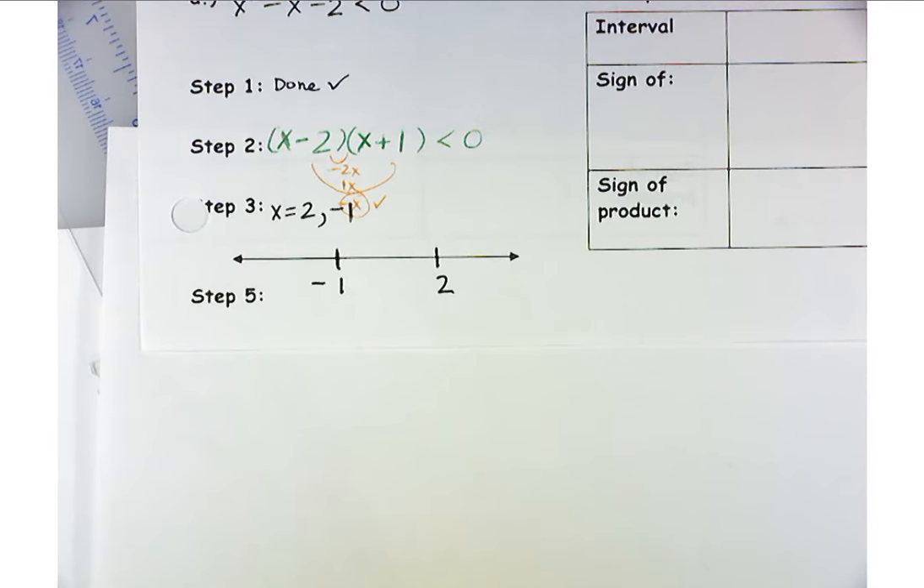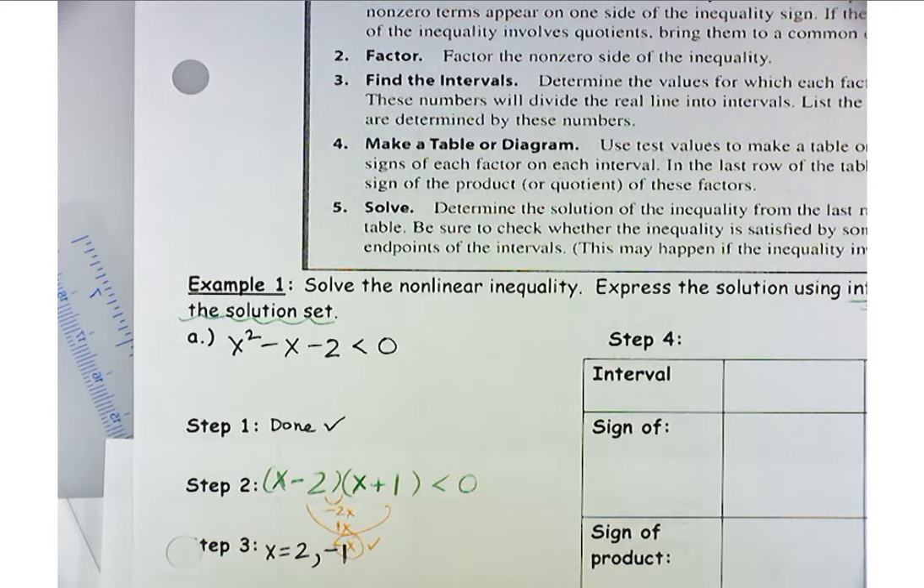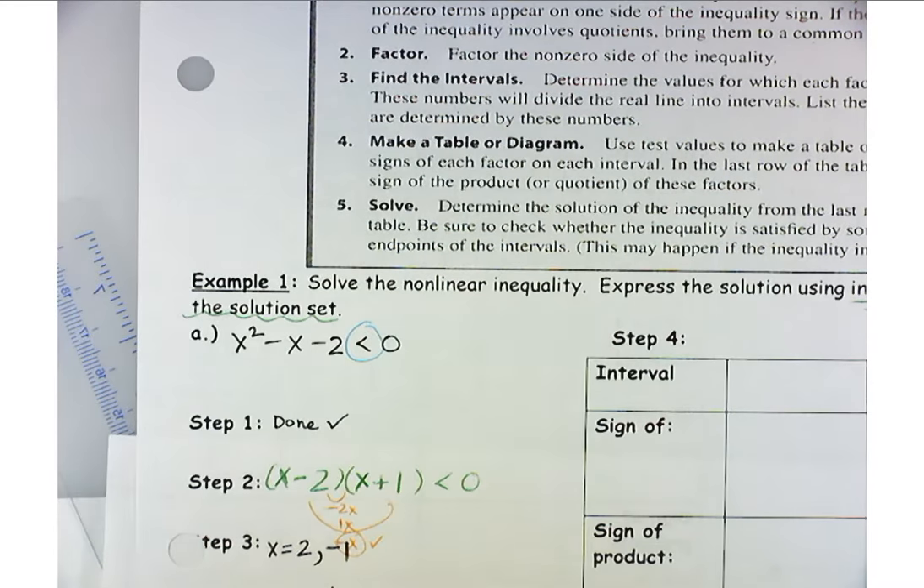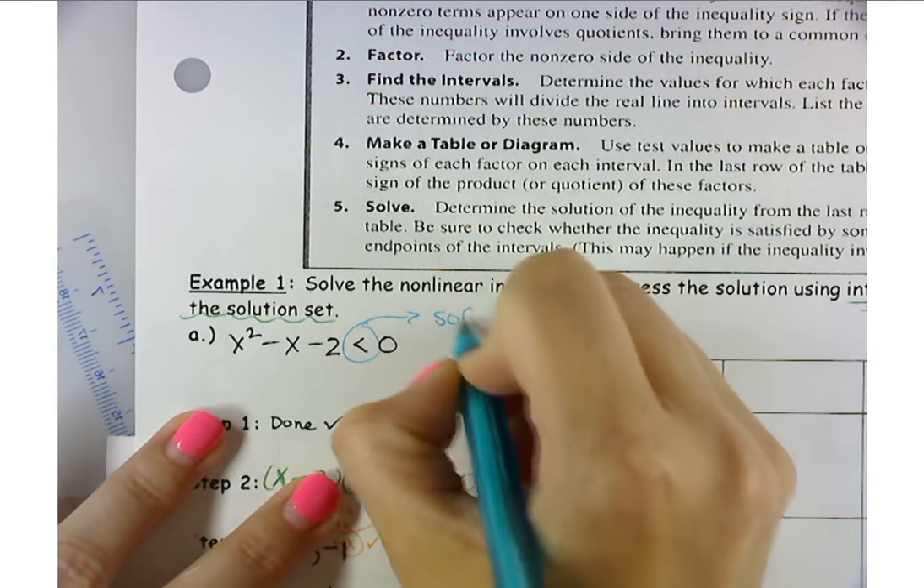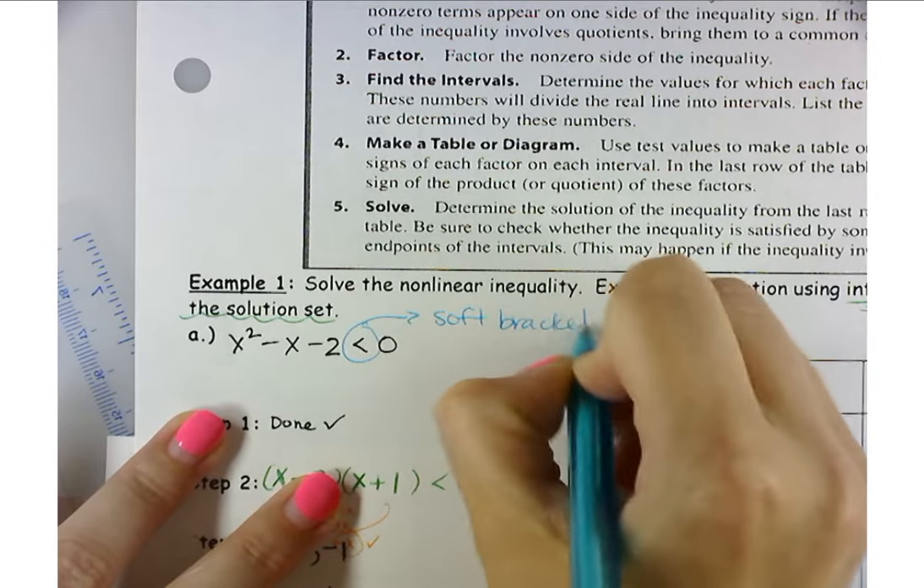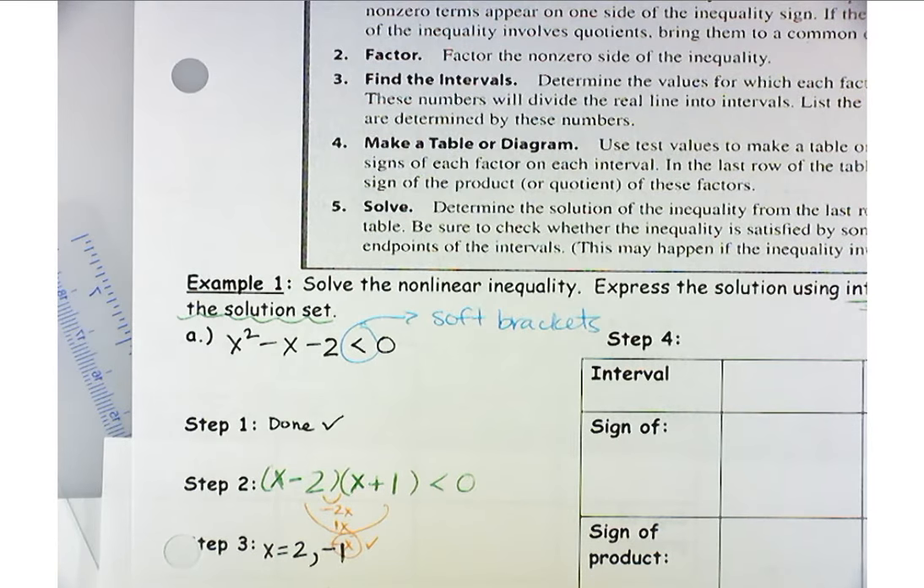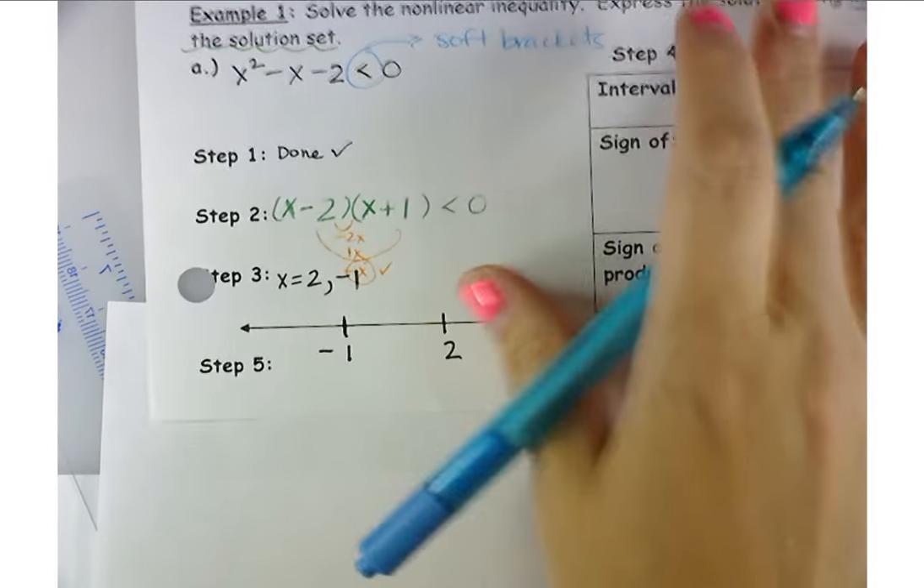Now, before I write my intervals out, I have to know whether I'm going to have soft brackets or hard brackets. Do some of you already know? Yeah, Kyla, what do you think? Soft, because the sign says less than. Okay, good. So we have to go back up to our original problem. See how this is just a less than sign? If it's just less than and there's no equal to, then you're going to have soft brackets. And yes, I would write that down.